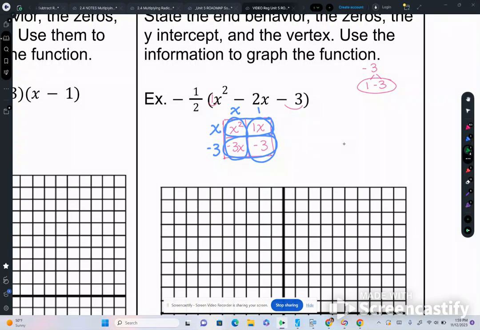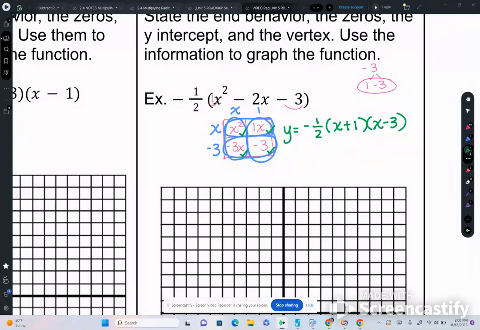So x times x is x squared, x times 1 is 1x, -3 times x, -3x, and -3 times 1 is -3. So that helps you see that your signs are all correct. And now when we write it in factored form, we're going to write -1/2, and then it's going to be x plus 1 and x minus 3. So this would be in factored form.